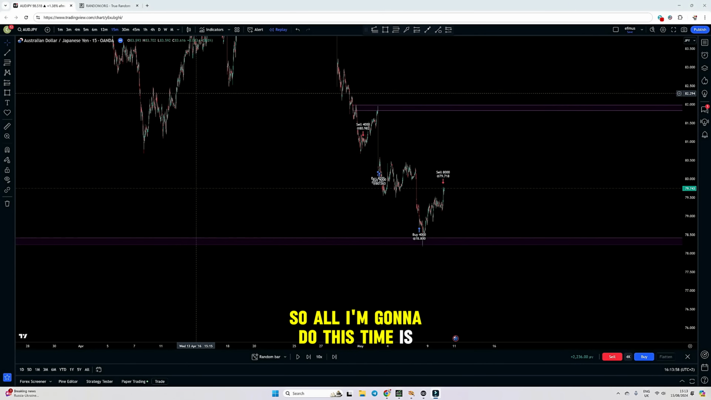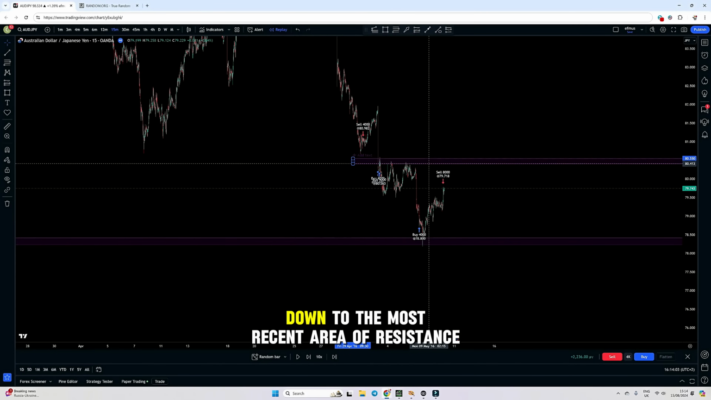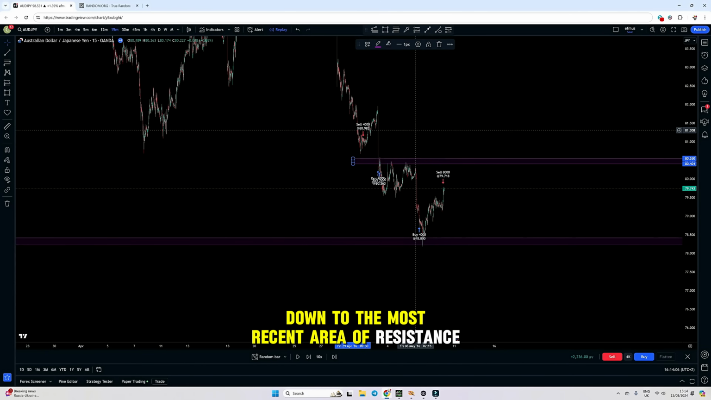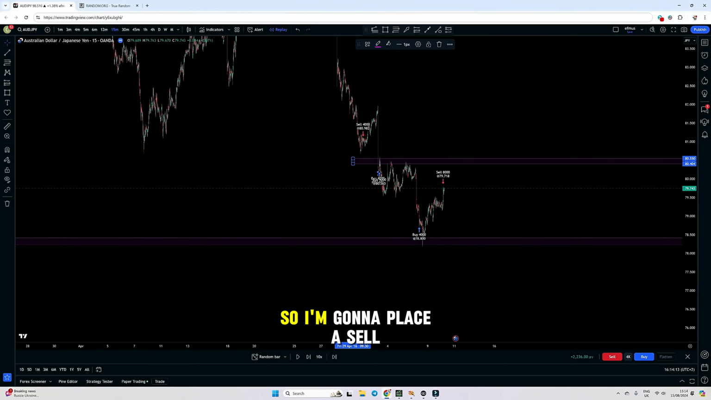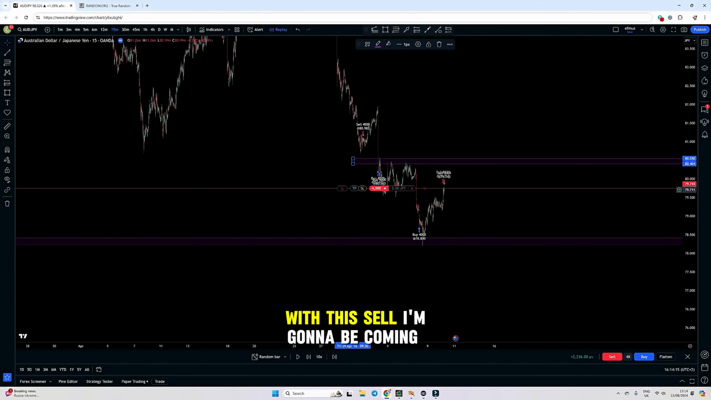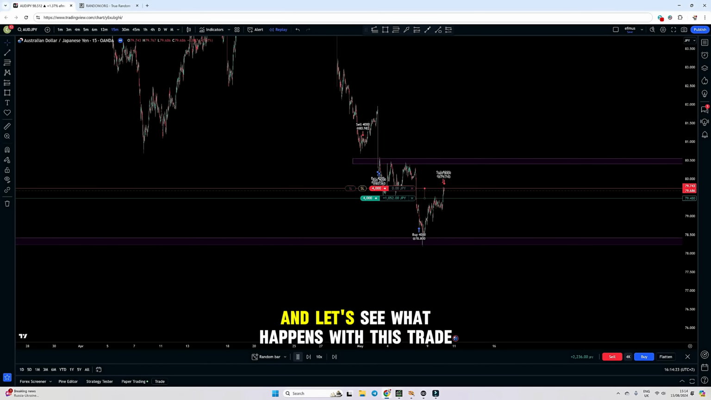So all I'm going to do this time is pull my area of resistance above the market down to the most recent area of resistance. Let's go back to random.org. This is trade number 3. It's telling me to sell the market, so I'm going to place a sell. With this sell, I'm going to be coming for a $1,000 profit again, and let's just hit the play button and let's see what happens with this trade.